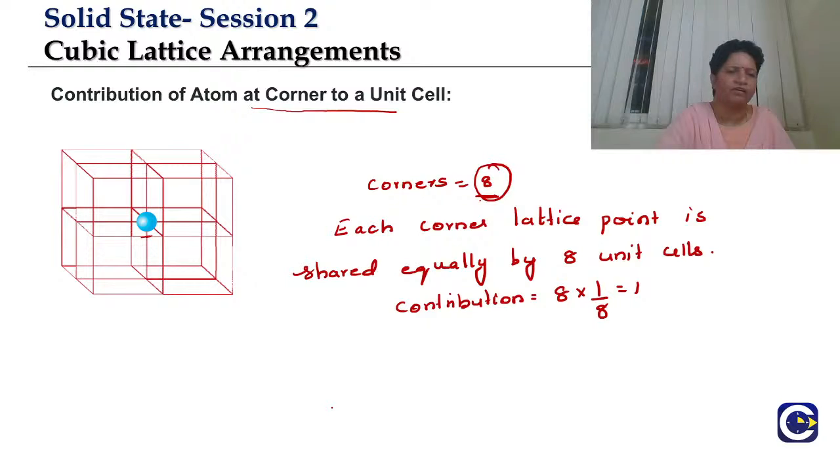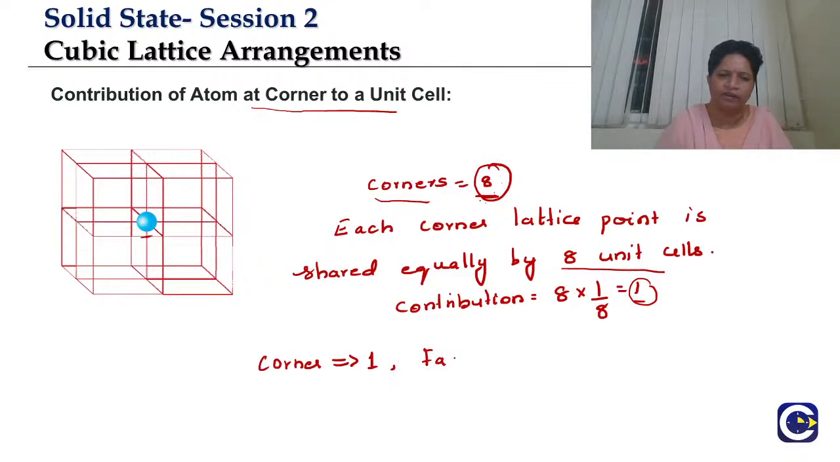These are the calculations which we will have to use further in our classes, meaning the effective number of atoms. If you understand this, the rest of the thing is very, very simple. The contribution of everything, I'll just go through that again. At the corner, there will be 8 lattice points. That's what is shown here. It is equally shared by 8 unit cells. So the contribution per unit cell will be equal to 1. So whenever we get a corner, the contribution will be 1.